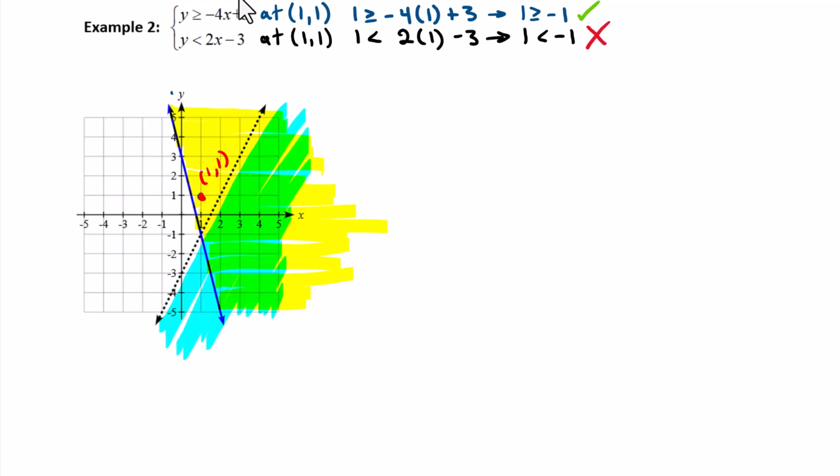So it doesn't matter which point you pick, because if it's an untrue statement when you substitute the value in, you know you just need to highlight the other side of the graphed line. So the location that is true for both, or is true for this system, is this one right here.